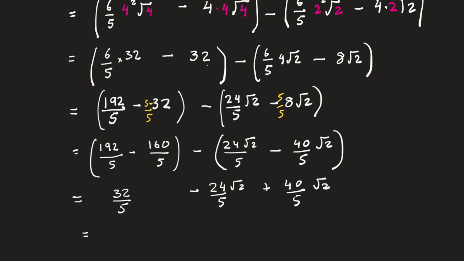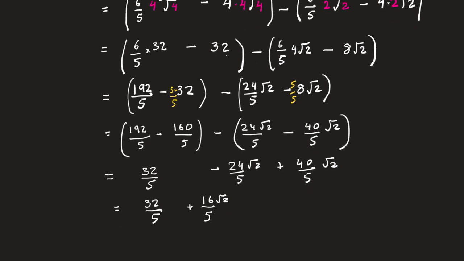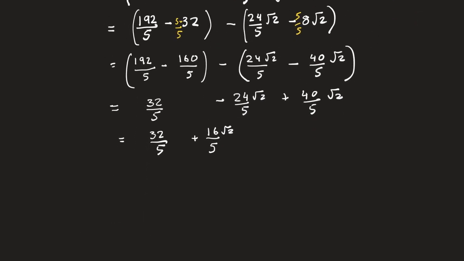That is then 32 over 5 minus 24 root 2 over 5 plus 40 over 5 root 2. Minus 24 plus 40 is therefore 16 root 2 over 5. And I'm getting somewhere. This looks a bit more like the answer that we want. Yeah, so that'll be 16 over 5 times 2 plus root 2, and that's the answer that they want.